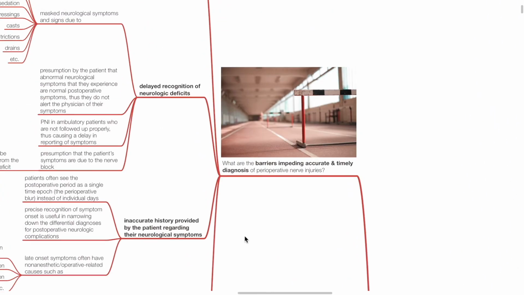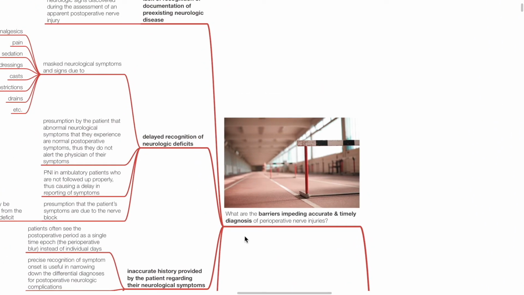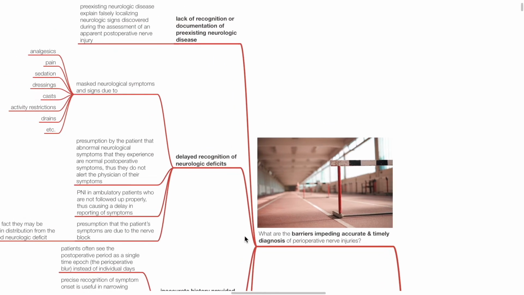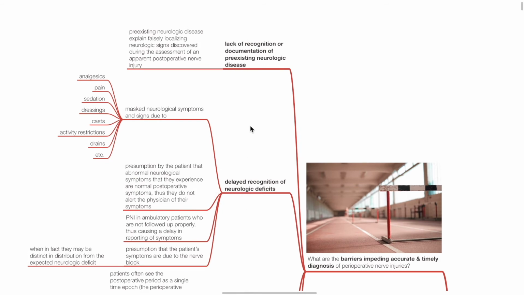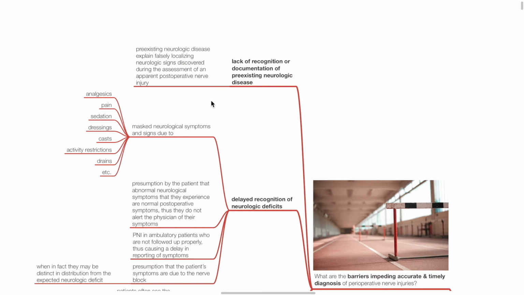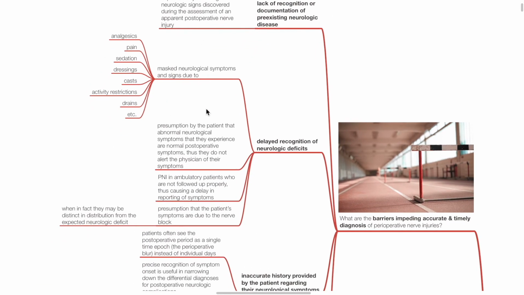Next, we move on to the barriers impeding accurate and timely diagnosis of perioperative nerve injuries, which includes lack of recognition or documentation of pre-existing neurologic disease, pre-existing neuropathy, explain falsely localizing neurologic signs discovered during the assessment of an apparent post-operative nerve injury, delayed recognition of neurologic deficits. Neurological symptoms and signs may be masked by analgesics, pain, sedation, dressings, casts, activity restrictions, and drains.